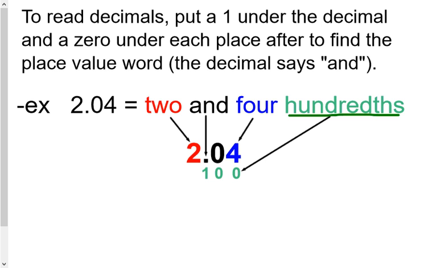So when we look at this, we read this as 2 and 4, and then our place value word comes from where we put the 1 under the decimal and then the zeros under each place after the decimal. So that's why it's hundredths. So this one says 2 and 4 hundredths. Let's look at a couple more of these.